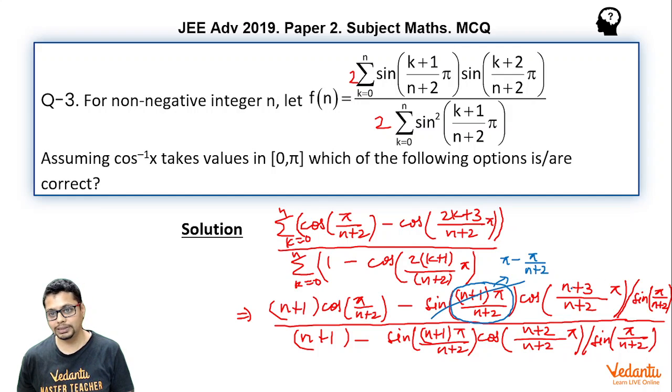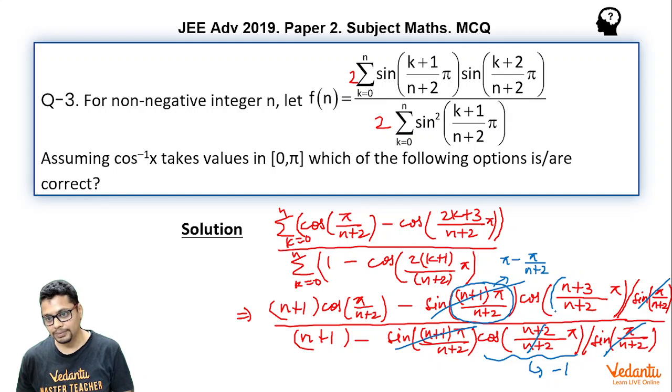So this term and this term will cancel out. Similarly, this term and this term would cancel out for the same reason. Also, here n plus 2 and n plus 2 cancel out, and what you are getting is cos pi, which essentially is minus 1. Cos of pi is minus 1.